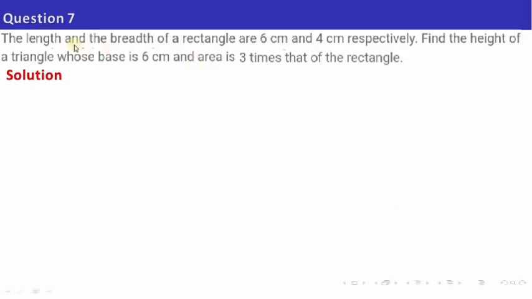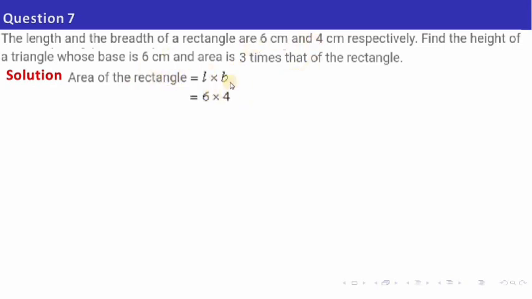The next question says, the length and breadth of a rectangle are 6 centimeter and 4 centimeter respectively. Find the height of the triangle whose base is 6 centimeter and area is 3 times that of the rectangle. Basically here length and breadth are given, which means you can find the area.